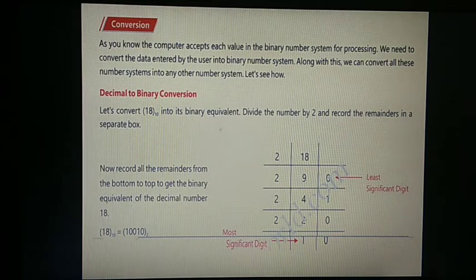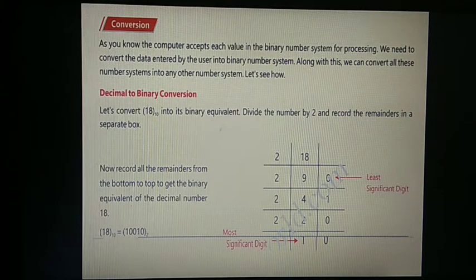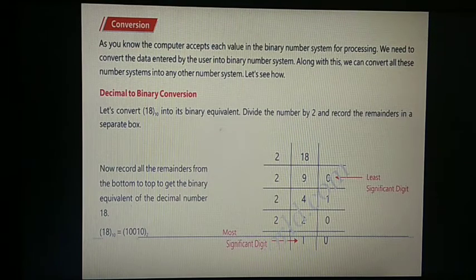Along with this, we can convert all these number systems into any other number systems also. The computer only understands the binary number system, that is 0 and 1. That conversion we will learn. But along with this, we can even convert binary number systems to other number systems also. So let us see how.